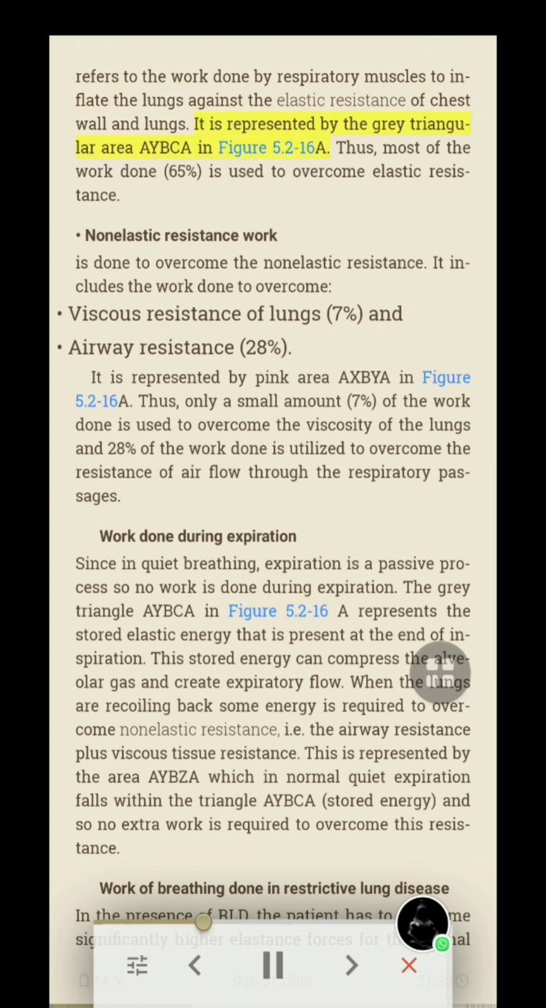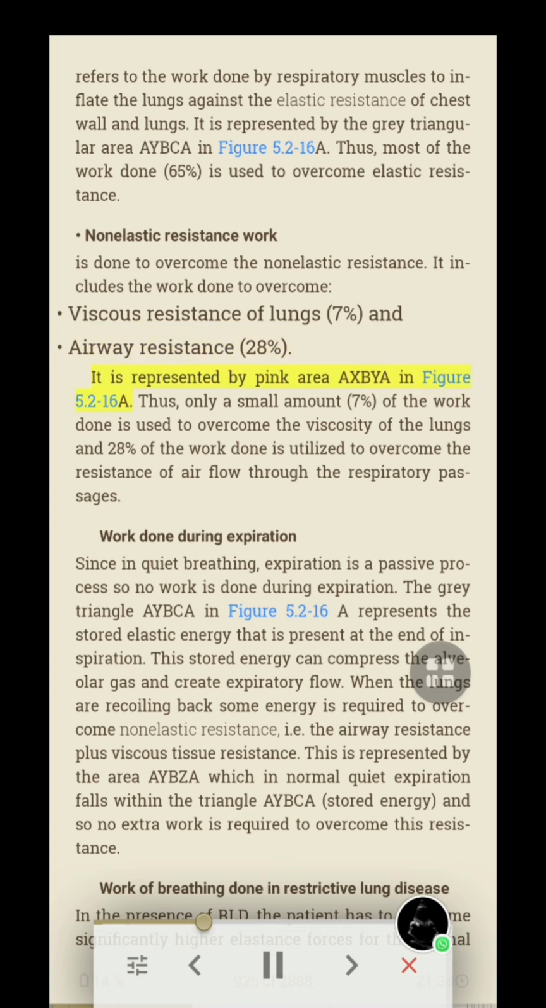It is represented by the gray triangular area AYBCA in Figure 5.2-16a. Thus, most of the work done, 65%, is used to overcome elastic resistance. Non-elastic resistance work is done to overcome the non-elastic resistance. It includes the work done to overcome viscous resistance of lungs, 7%, and airway resistance, 28%.